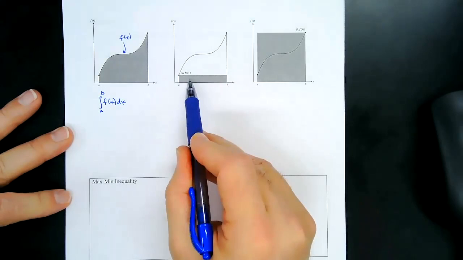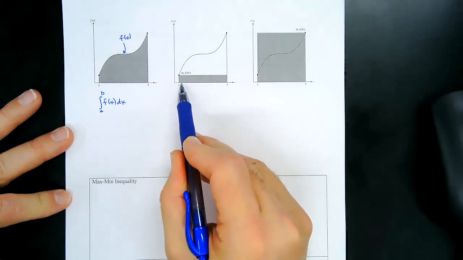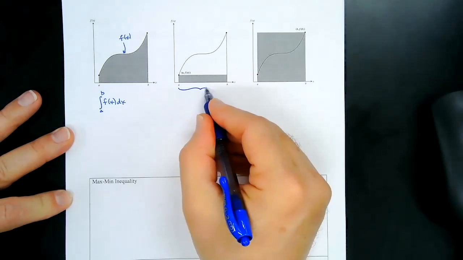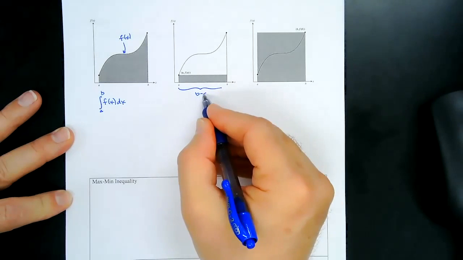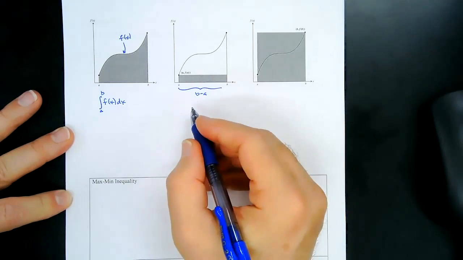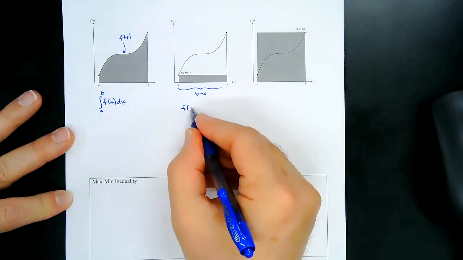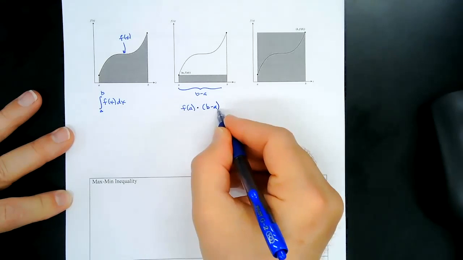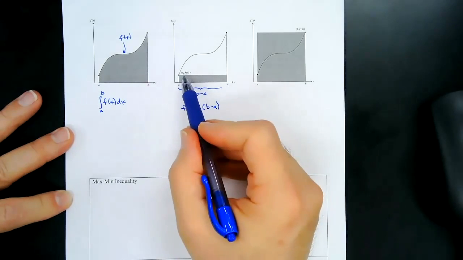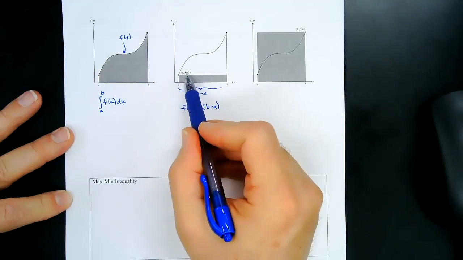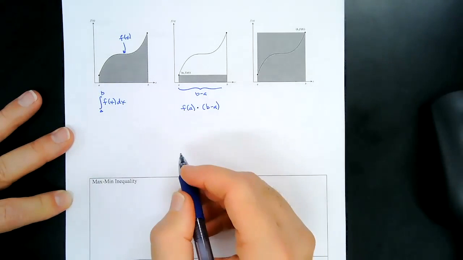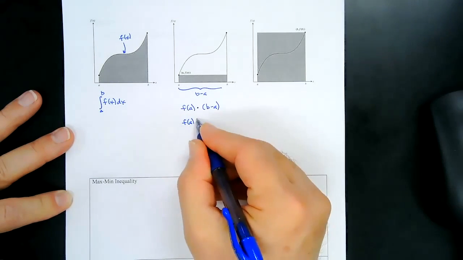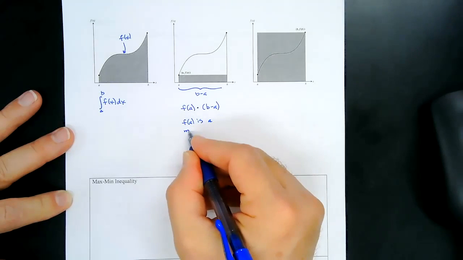Now, this one is a rectangle, all right? And we could get this rectangle. This length right here would be B minus A, and our height would be f of A. So this would be f of A times B minus A. Okay, and in this case, this f of A is actually the minimum of this function, okay? So f of A, that's going to be important. F of A is a minimum.